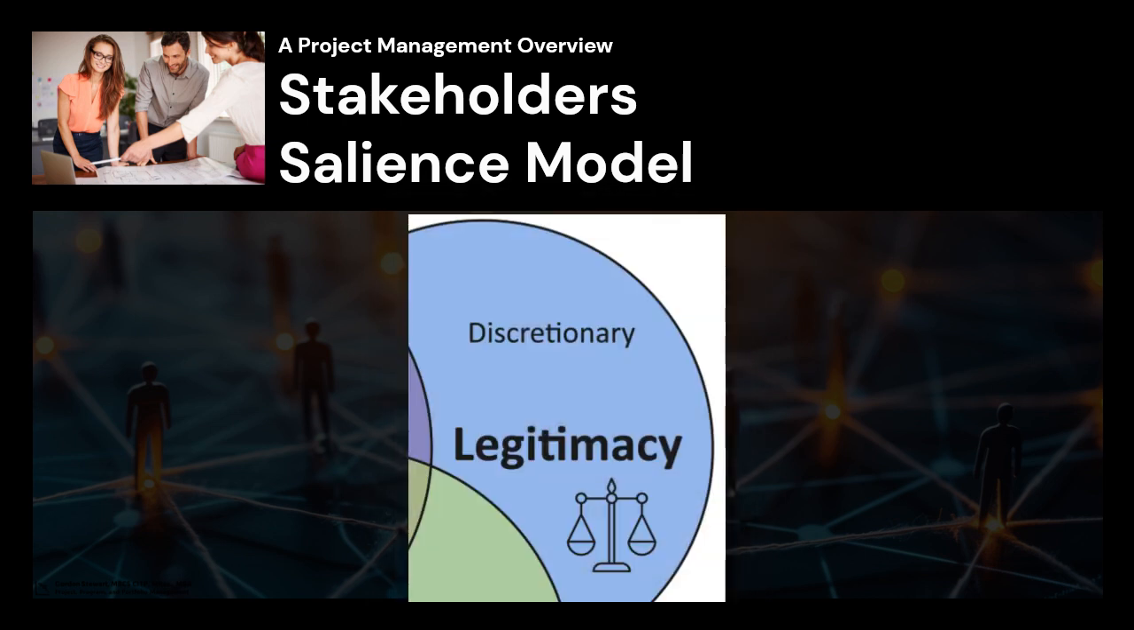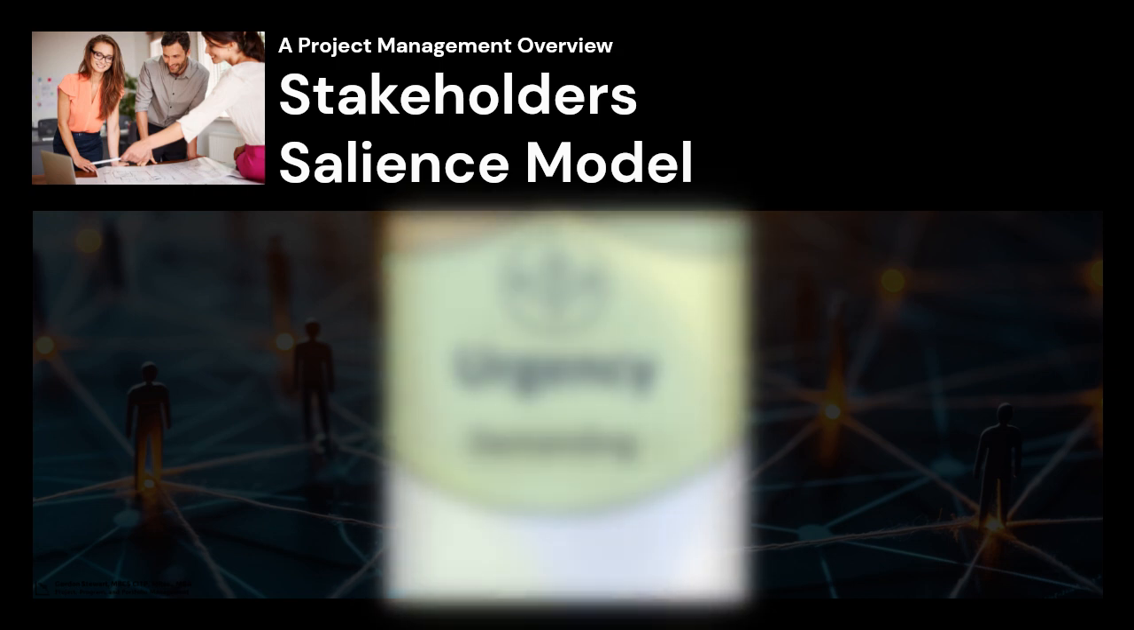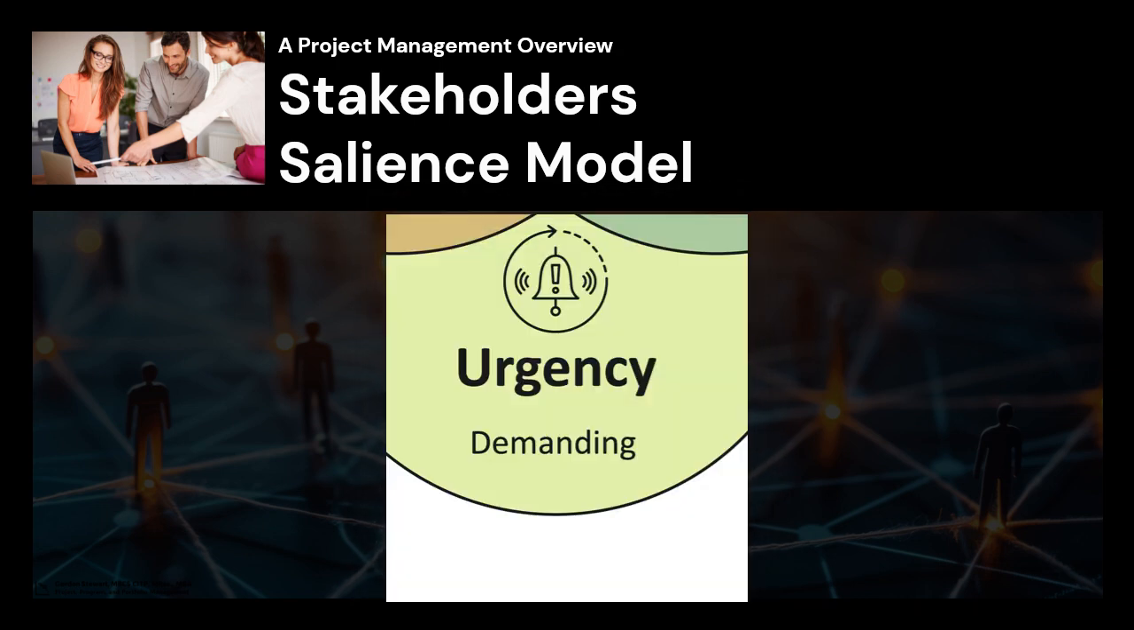The discretionary stakeholders, with legitimacy only, have a valid interest in the project, but no direct power to affect the project, nor any urgency of involvement. Example: a CSR committee that reviews sustainability initiatives but doesn't enforce project decisions. Demanding stakeholders with urgency only. Their requests are immediate, but they lack authority or legitimacy. Example: a junior team member requesting last-minute changes to a project timeline, but without managerial approval.